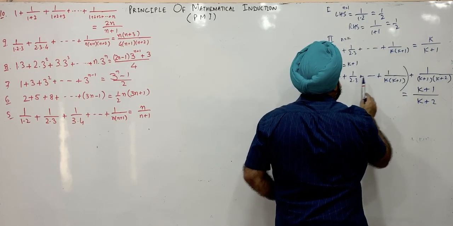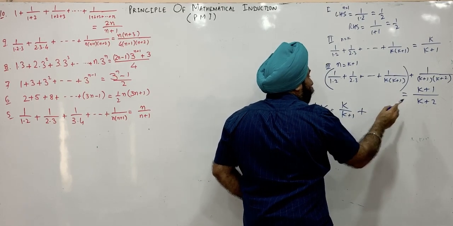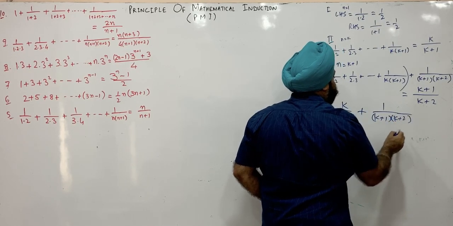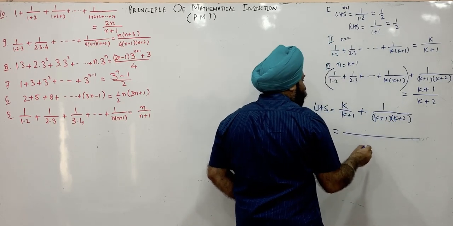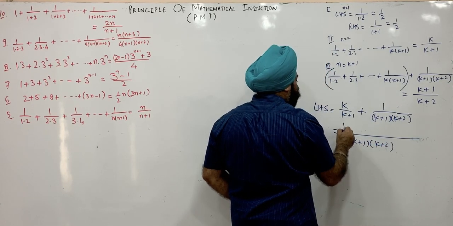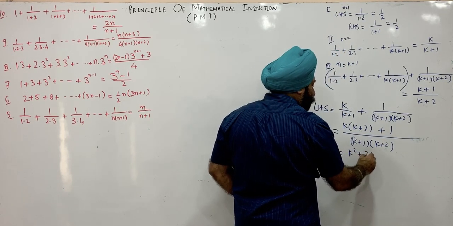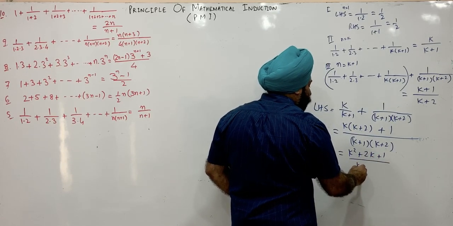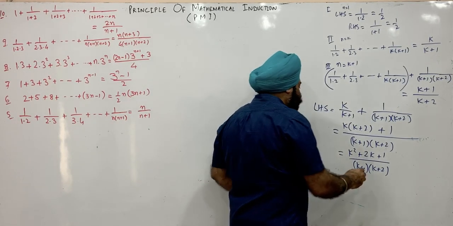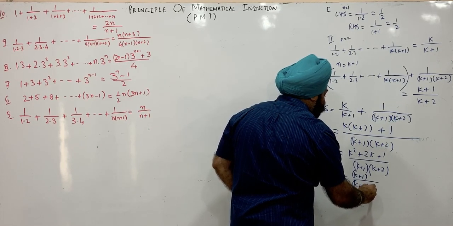And to prove this, we start from left hand side, sum of first k terms, this was assumed in the second step, so we replace this by k upon k plus 1 plus this 1 upon k plus 1 into k plus 2. So we take LCM, which is k plus 1 into k plus 2, this will be k into k plus 2 and this will be 1. This is k square plus 2k plus 1 upon k plus 1 into k plus 2. Numerator is k plus 1 whole square.